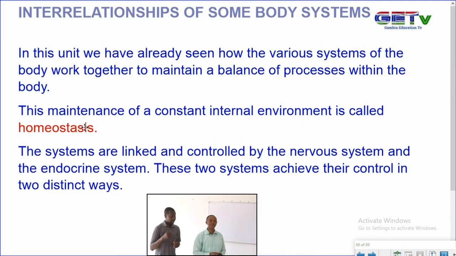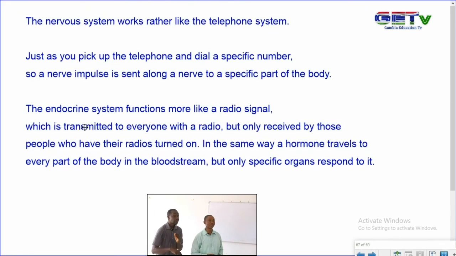So every part of the body is linked so that the body is able to work in a very good way. The systems are linked and controlled by the nervous system and the endocrine system. Remember, these are the means of communication. The two systems achieve their control in two distinct ways. Now, the nervous system works more like a telephone system. It's very fast, okay? Like a mobile. You want to talk to somebody in America, you call, bam, it's there. So that's how the nervous system works.